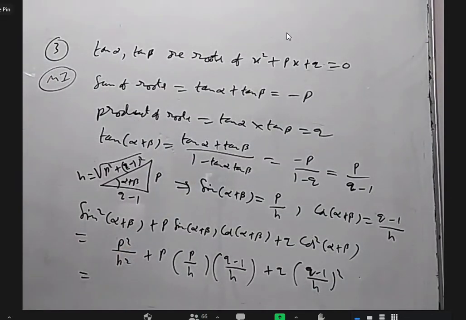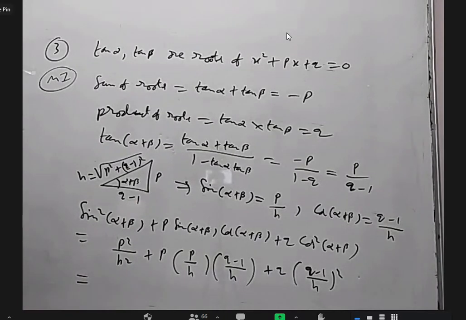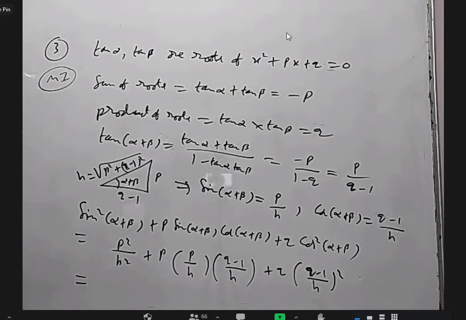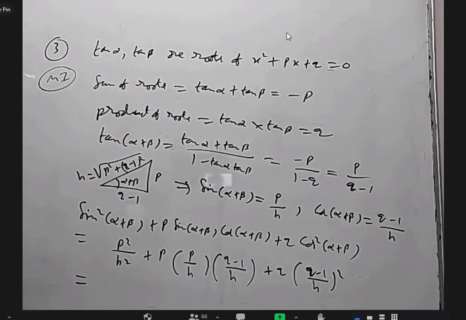So you can write it now like p square plus q minus 1 whole square, and we can divide everything, simplify everything. Let us see, the answer is only p or only q. H square is p square plus q minus 1 whole square. Yeah, it's getting cancelled. It's okay, just simplify it. It will come.